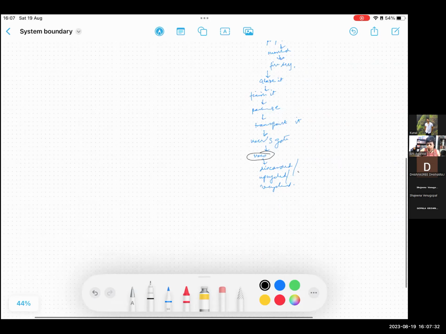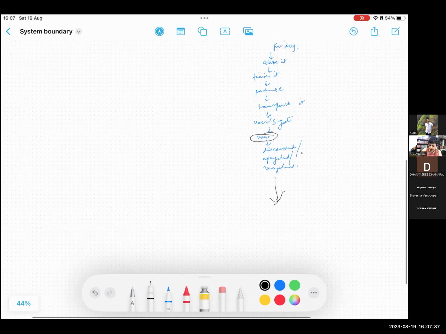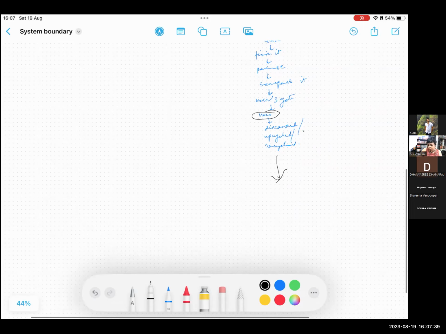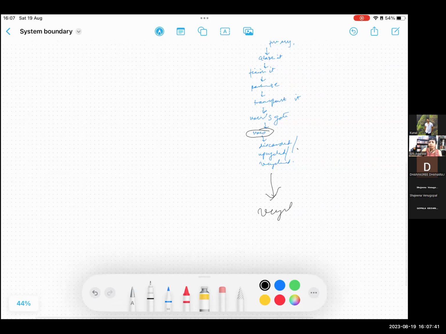I've not continued here. If you want to continue this further, you can continue it further. You recycle, you upcycle, you do whatever you want with it. You make a brand new mug out of it. You can do all that, but that is not going to be included. The grave ends here. Okay, madam, I got it.